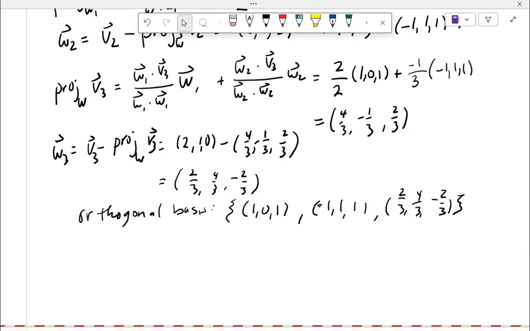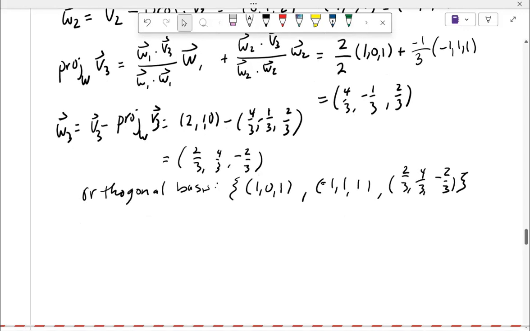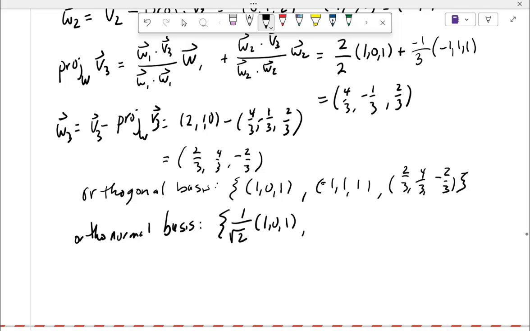What would you need to do to convert it to an orthonormal basis? Orthonormal again means what's the magnitude of each of the vectors in the basis? 1. So what would I need to do to convert this to an orthonormal basis? Yeah, divide each one by their magnitudes. Make them all into a unit vector, right? So if you want an orthonormal basis, you do 1 over the square root of 2 times 1, 0, 1. 1 over the square root of 3 times negative 1, 1, 1. And then 1 over the square root of something not fun.